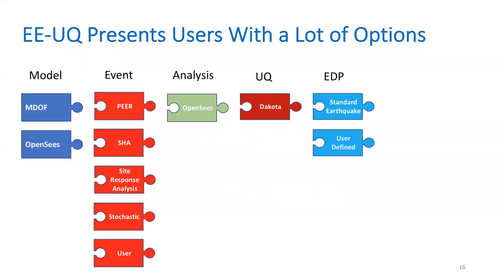Now, we provide a number of applications that run in the back end that are selected in the user input. We have stuff for the structural model. There's applications to provide the different events to the simulation. We don't have options for the analysis or the UQ engine at the moment. Options will come later. And then for the engineering demand parameters results, we have two applications the user gets to choose from.